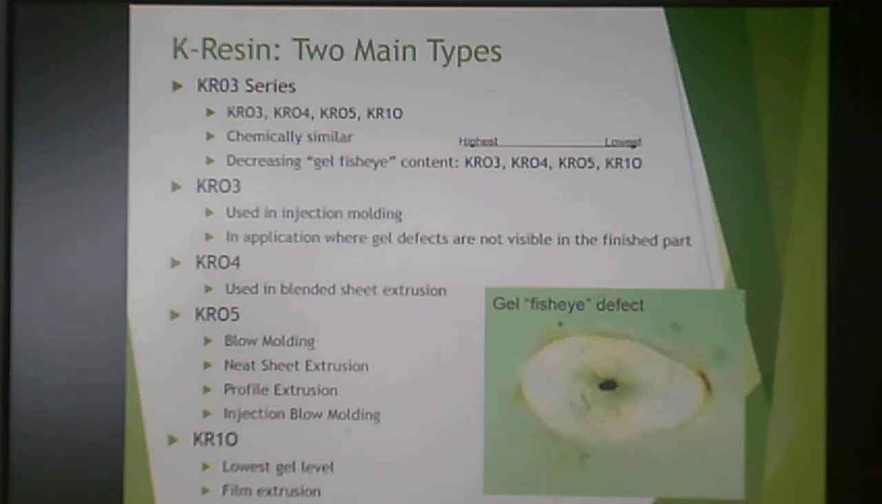KR04 is used in blend sheet extrusion. KR05 is used in blow molding, niche sheet extrusion, profile extrusion. And then K10 is used because it has the lowest gel content. This is for film extrusion, where you're going to see the whole film and you don't want those fisheye defects.